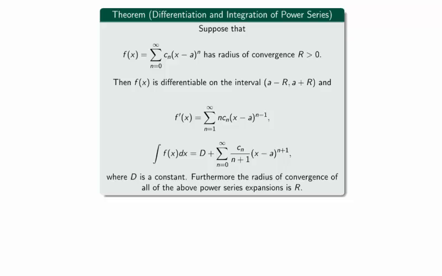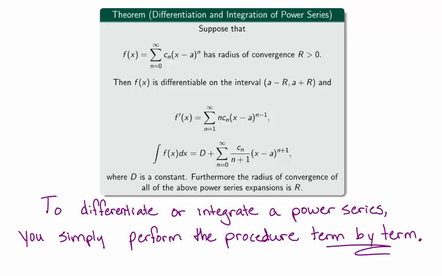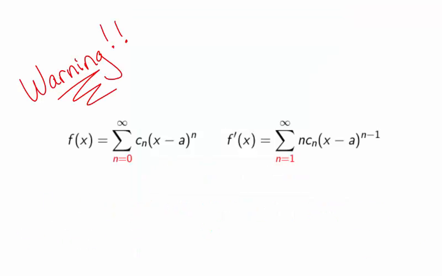So the situation couldn't be any better. To differentiate or integrate power series, you simply perform the procedure term by term. At this point, we issue a warning. One should be careful with the indices when differentiating power series, as the indexing for the derivative starts 1 unit later. If f of x equals the sum n equals 0 to infinity of cn times x minus a to the n, then the derivative f prime of x equals the sum n equals 1 to infinity of n times cn times x minus a to the n minus 1. We now use the above theorem to express even more functions as power series.